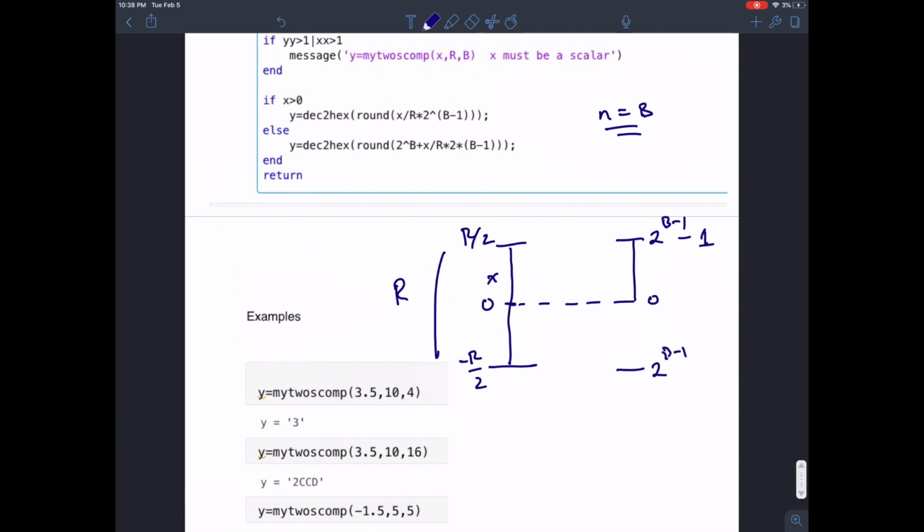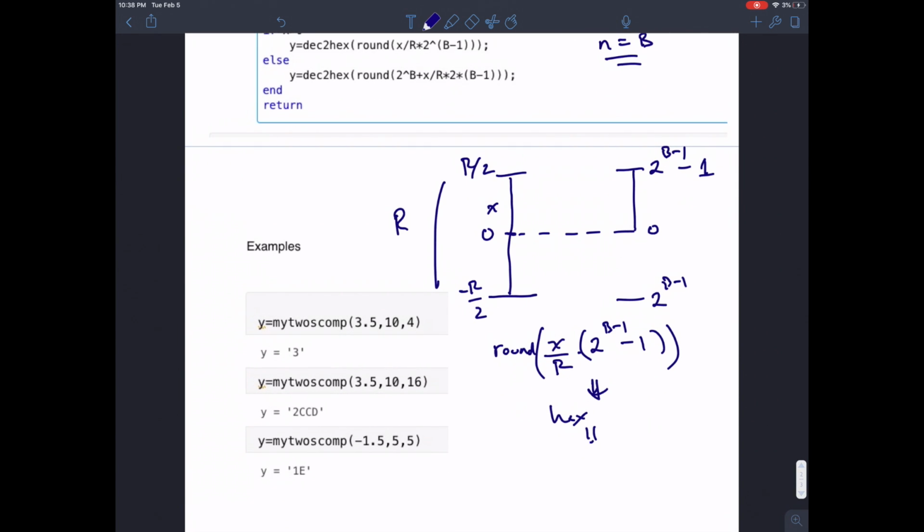Long story short, the way you make this conversion is you take the number x, divide by the range r, and then scale by 2 to the b minus 1, minus 1. That gives you a new number, and then you simply round that off. From there, if you convert that to hex, it's easy to go from hex to bits, and you get the 2's complement conversion for a positive number.